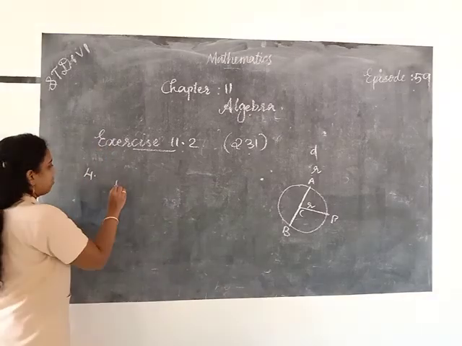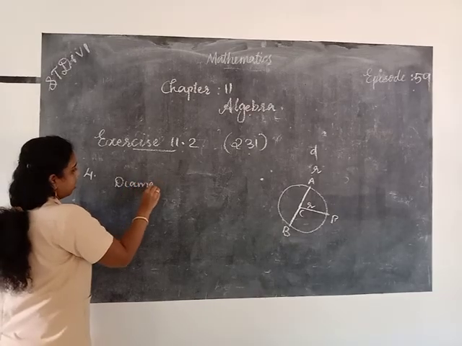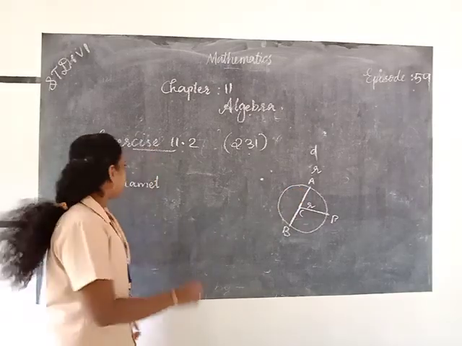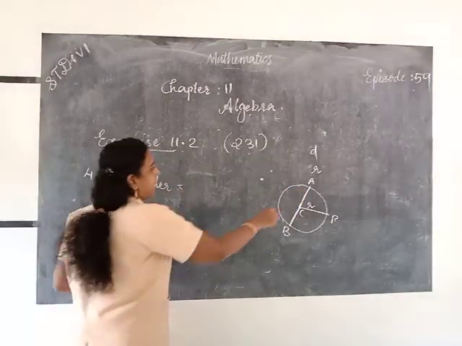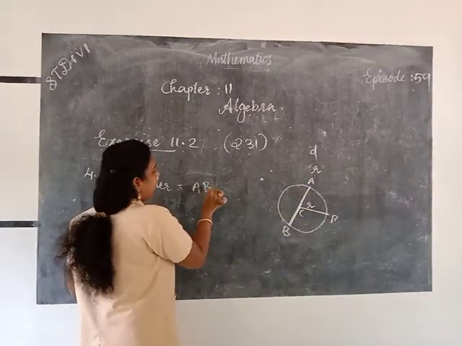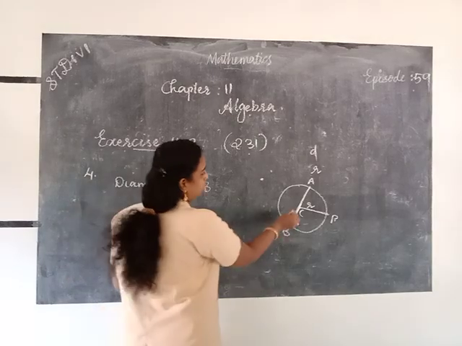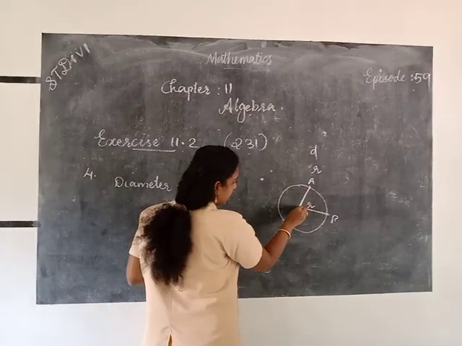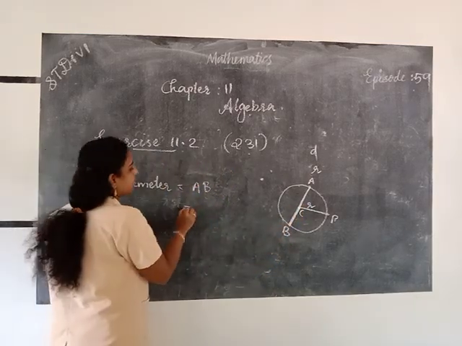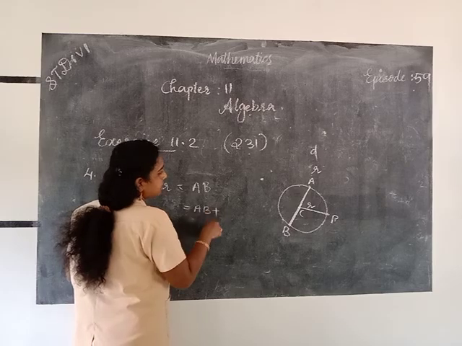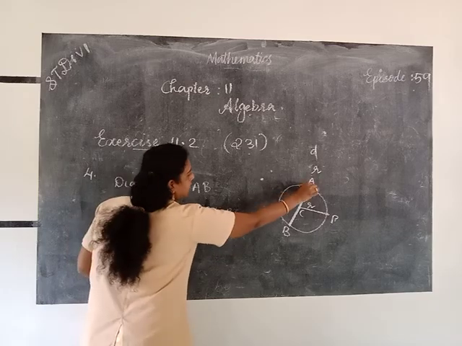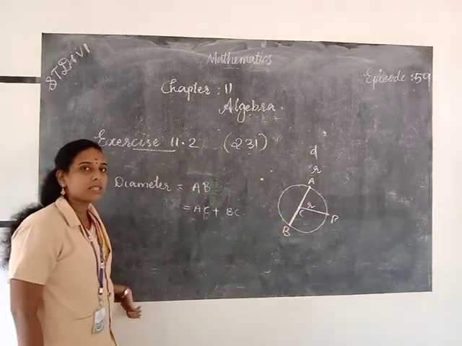So the diameter of the circle is equal to AB. AB is the diameter of the circle, and AB is equal to the sum of AC and BC. So AB is equal to AC plus BC.